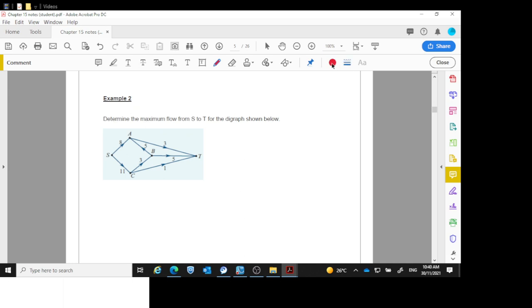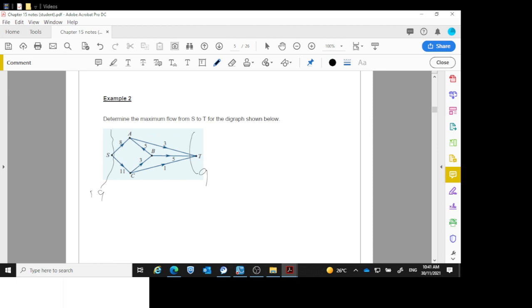So example 2, I'll change it to a black. Okay, example 2 says determine the maximum flow from S to T for the digraph shown below. So I'll always cut here. There's 1. 11 plus 8, 19. Okay, I'm going to cut here. 5 plus 3 plus 1, 9.